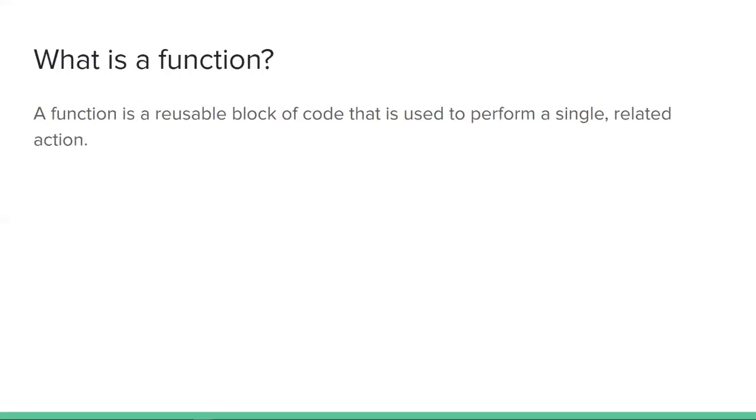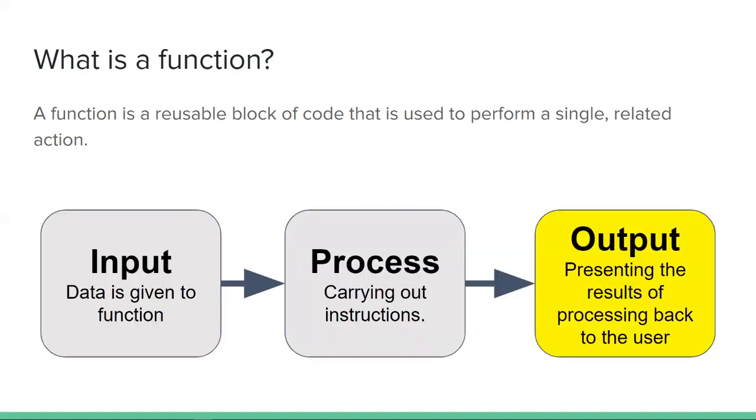Okay, so a function is a reusable block of code that is used to perform a single related action. Yes, we've discussed this. I've explained the whole process flow of once you have an input, you pass it into a function. There's a process that manipulates your input to your desired output, right? And then you can present that result back to the user.